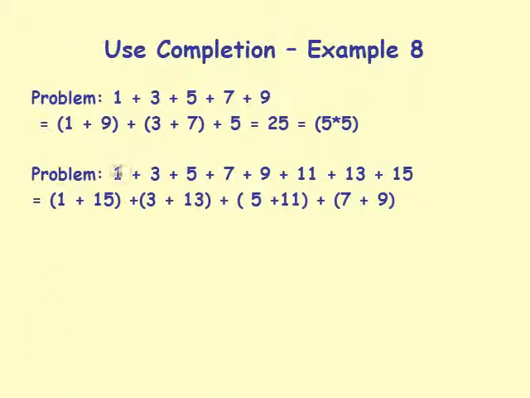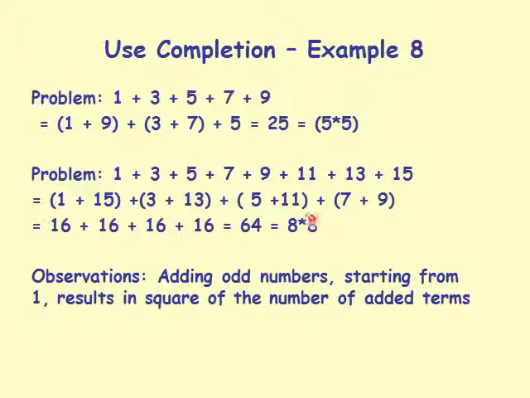So here we're going to try to complete 16. 1 plus 15, 3 plus 13. So 1 plus 15 plus 3 plus 13 plus 5 plus 11 plus 7 plus 9, which is 16 added 4 times, which is equal to 64, and it is 8 times 8, just like we predicted before. The number of odd terms added starting from 1 was 8, and its sum is 8 squared. So the observation here is that adding odd numbers starting from 1 results in the square of the number of added terms.